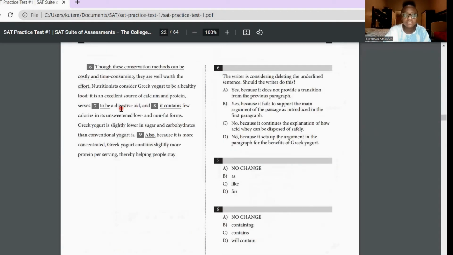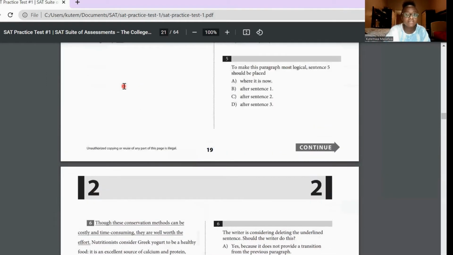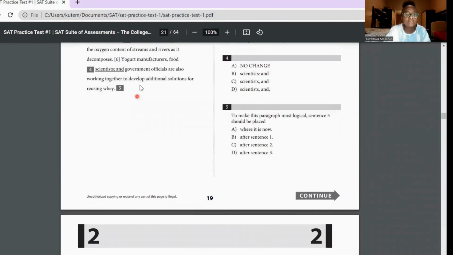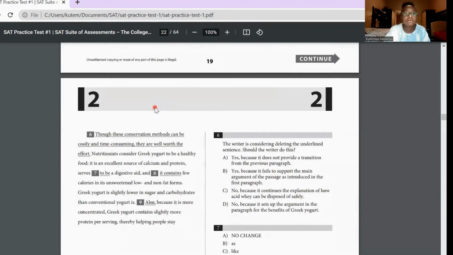So we skip to question 6, which asks about deleting. So this is relevance. It says the writer is considering deleting the underlined sentence. Should the writer do this? So we're going to read the sentence. It says, though these conservation methods can be costly and time consuming, they are well worth the effort. Okay, so now what we're going to do is analyze. We said the sentence before and the sentence after. Sentence before says yogurt manufacturers, food scientists, and government officials are also working together to develop additional solutions for reusing whey. So we've read about that in the previous paragraph.